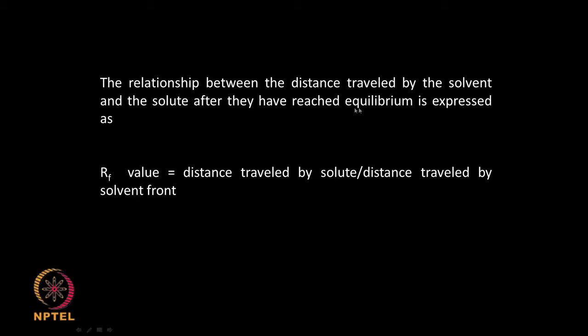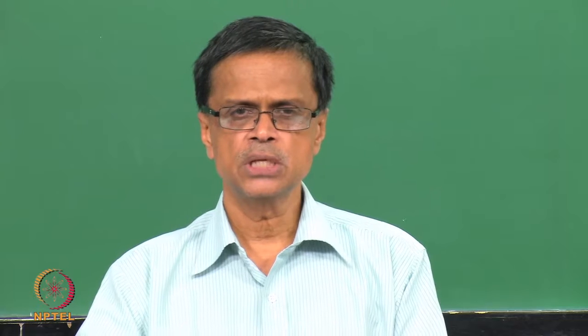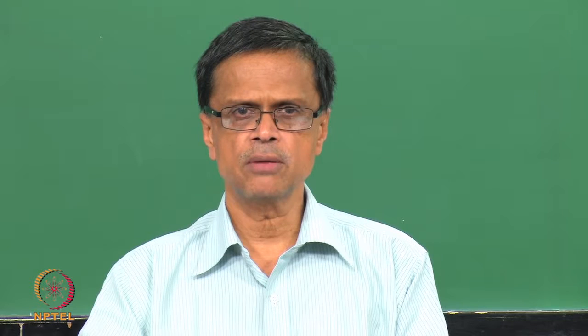The relationship between the distance travelled by the solvent and the solute after they have reached the equilibrium is expressed as RF value, that is the distance travelled by the solute divided by the distance travelled by the solvent front. So, that is called the RF value. Each component will have different RF values and that is very characteristic of that component.